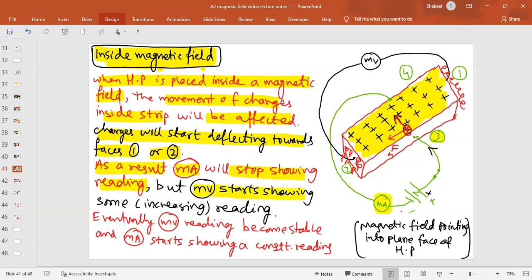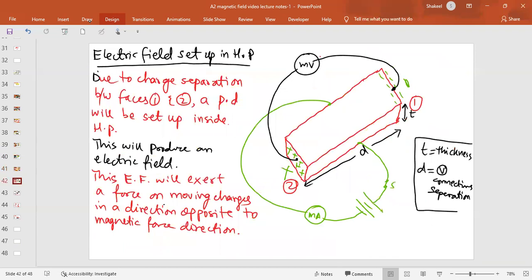But the millivoltmeter will start showing you some reading, and that reading will be increasing because as the charge starts building up on phases 1 and 2, the voltmeter reading keeps on increasing. Eventually the millivoltmeter reading will become stable. It will increase from 0 to a maximum value, and at the maximum value it will stop. And at that time, the milliammeter will start showing you the reading. So how this has happened, let me tell you in the next diagram.